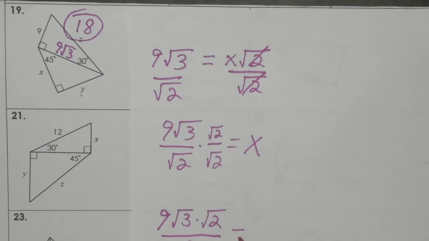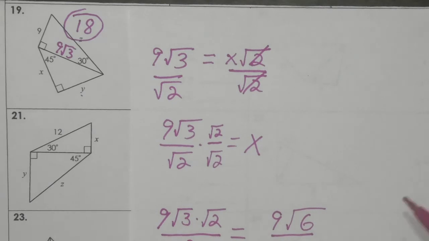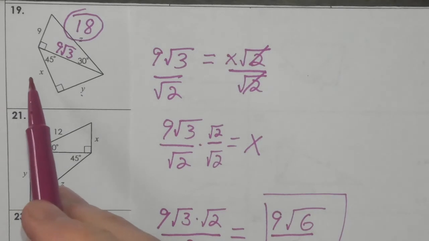Now, when we have radicals like this, I can multiply them together just like I normally would multiply 3 times 2. The only difference is it has to stay inside the radical. So I'm going to multiply 3 times 2, but since they're both under the radical, it's going to be 6 under the radical. So 9 square root of 6 over 2. Now, that's my answer for one of these legs.